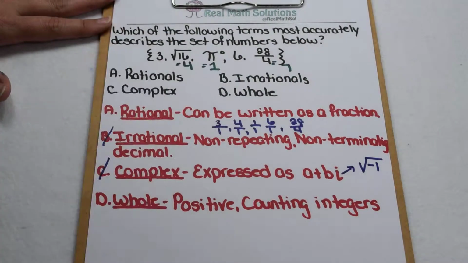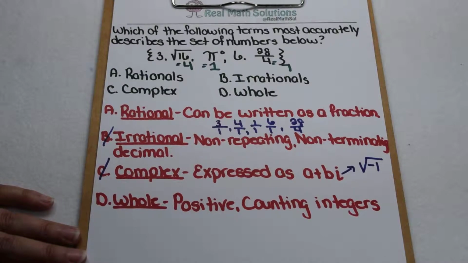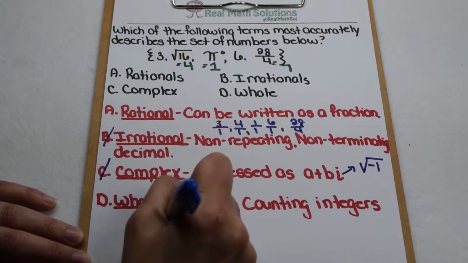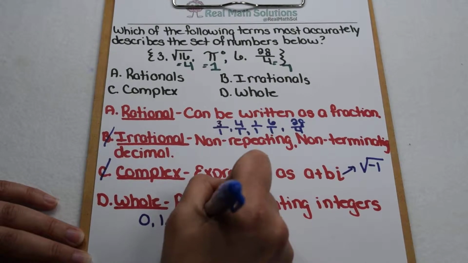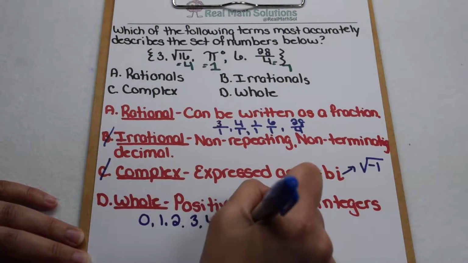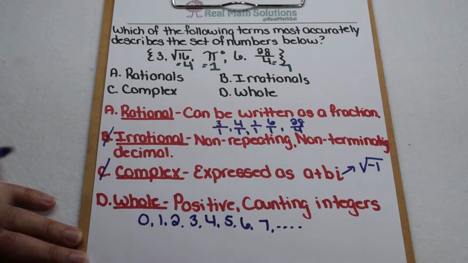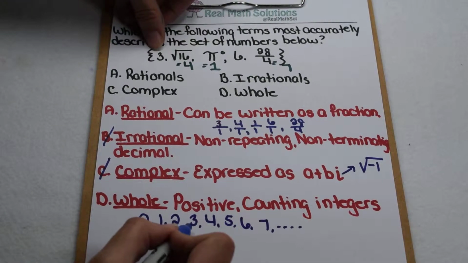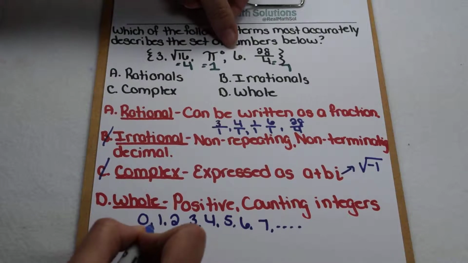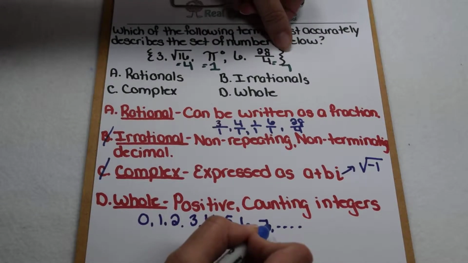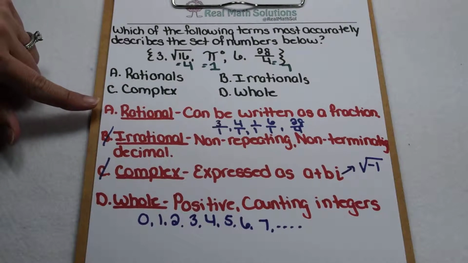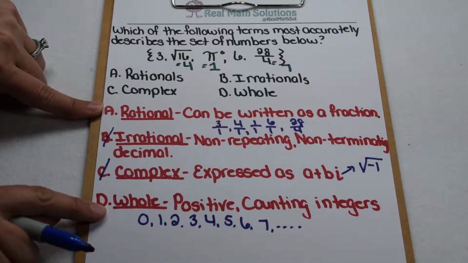Our last number choice is whole numbers. Whole numbers are our positive counting integers. So whole numbers would consist of 1, 2, 3, 4, 5, 6, 7, and so on. As we can see from our brief list, everything we have up here, 3, 4, 1, 6, 7, is also included in whole numbers. So that means our numbers can be described as both rational and whole numbers.